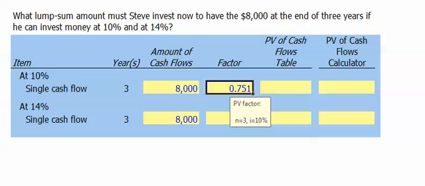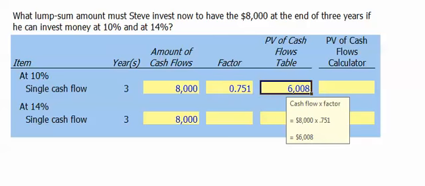and 3 years. That factor is 0.751. So we can calculate the present value of the $8,000 by multiplying the $8,000 by the present value interest factor of 0.751. We calculate the present value as $6,008. That is how much Steve would need to invest now to have $8,000 at the end of 3 years.